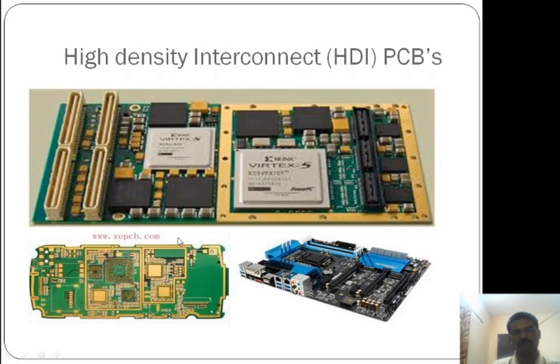See, it is an example of an HDI PCB where this kind of processors are used. See the connection complexity here. So these are all high density boards. That's why it is called high density interconnect.